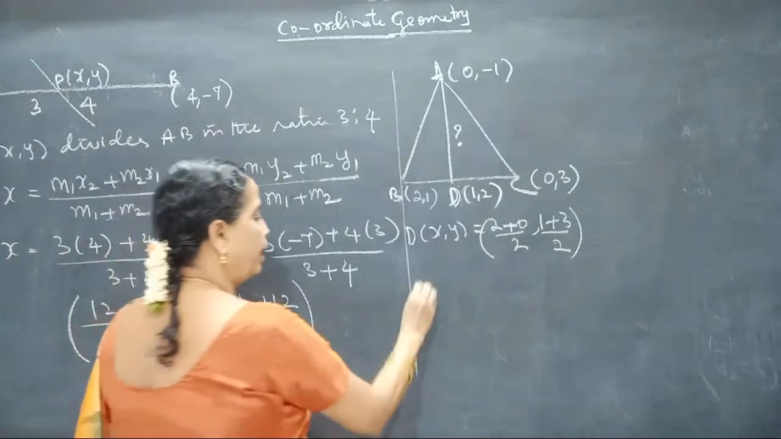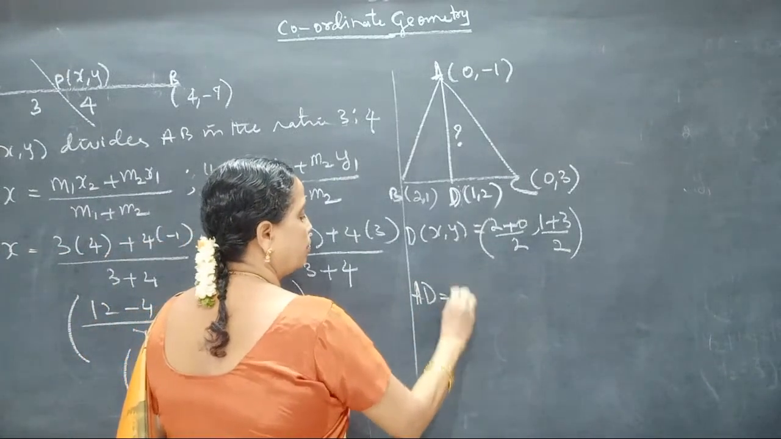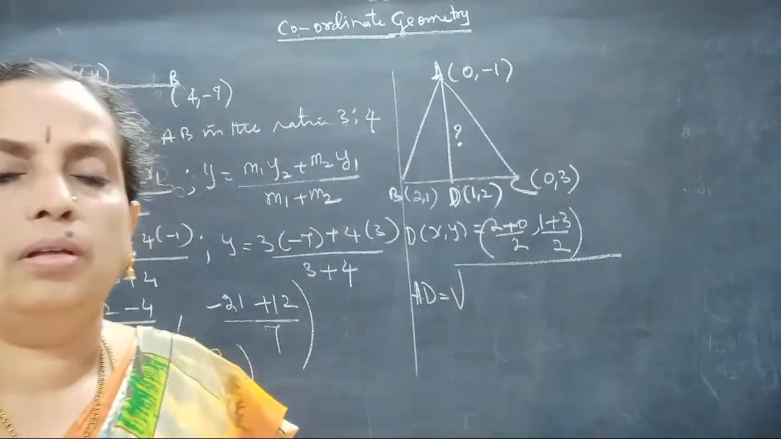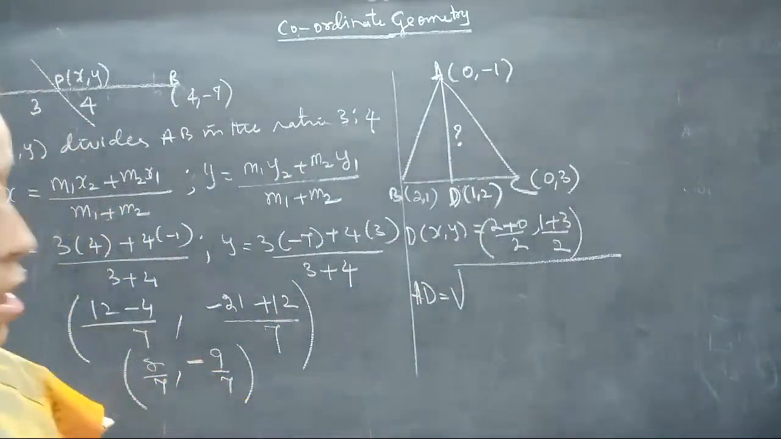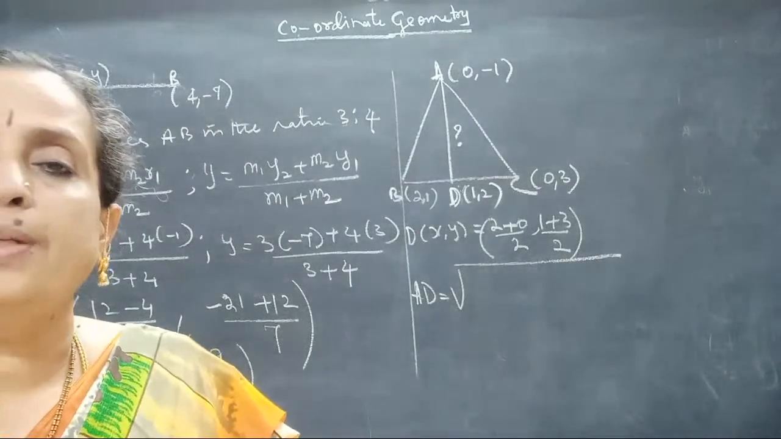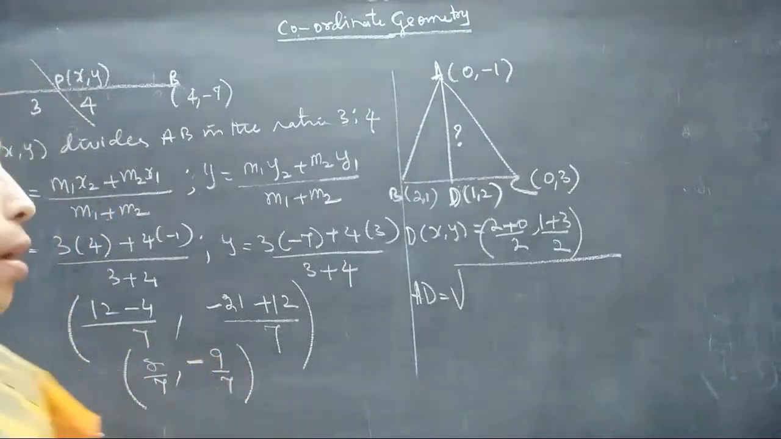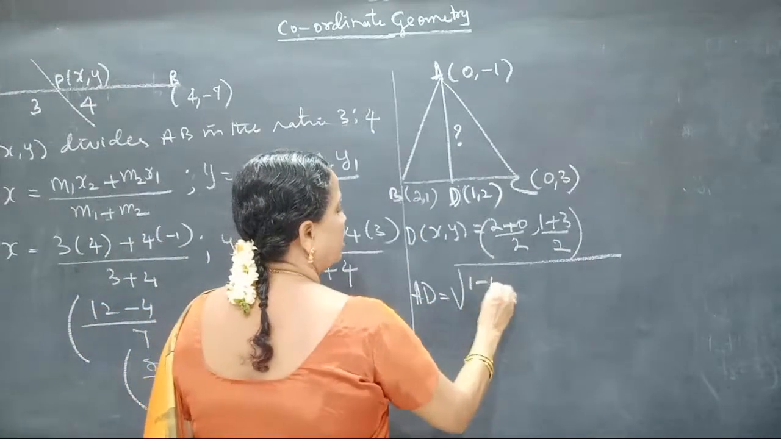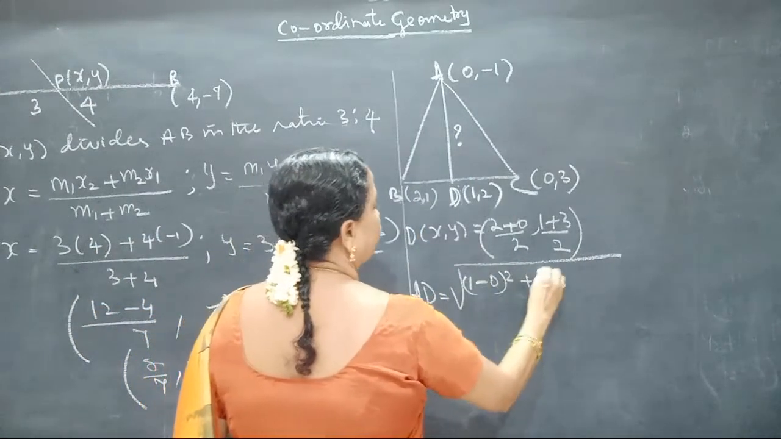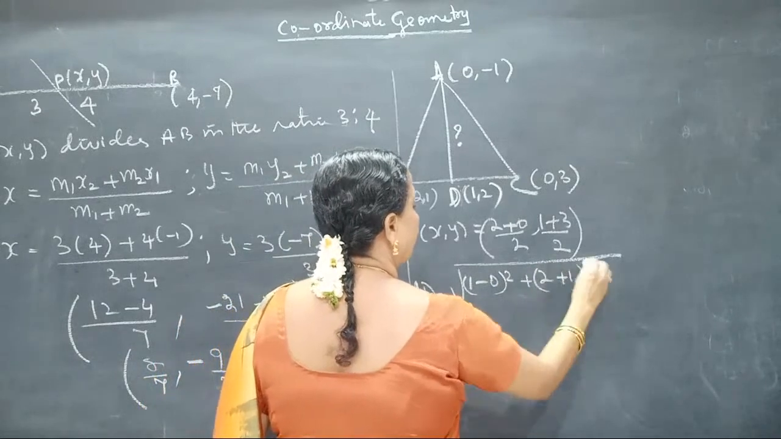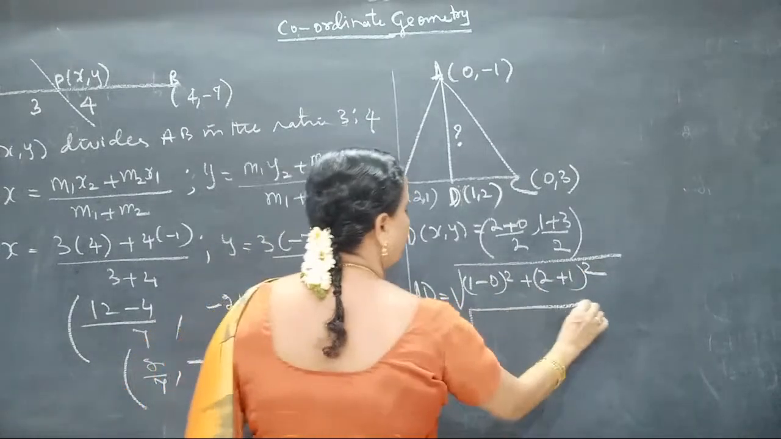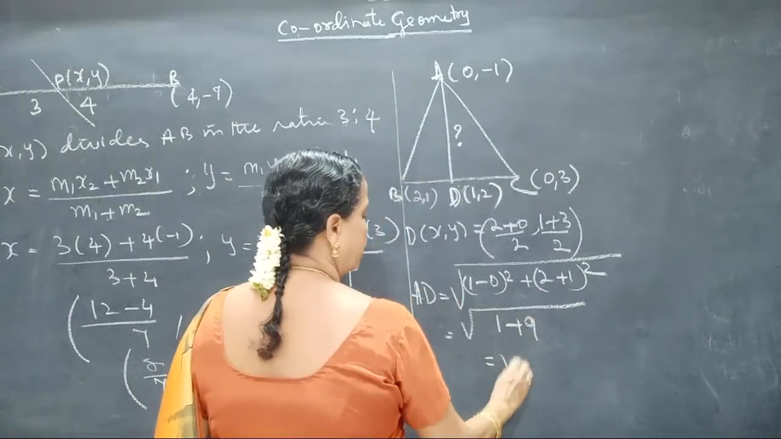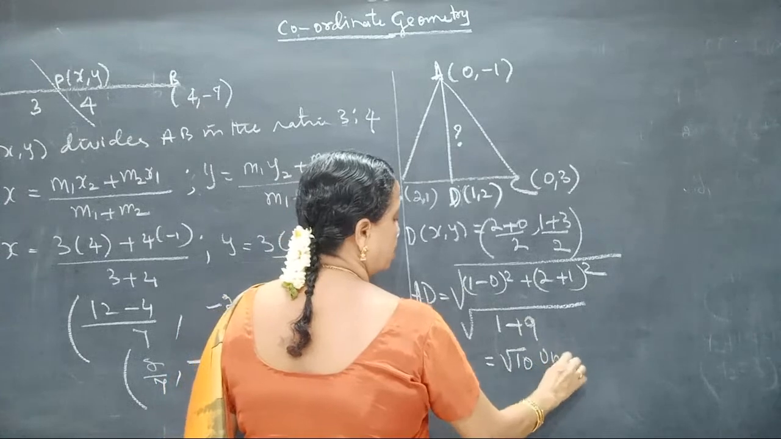Now find AD using the distance formula. What is the distance formula? Yes, root of (x2 minus x1) whole square plus (y2 minus y1) whole square. That is, (1 minus 0) whole square plus (2 plus 1) whole square. You will get root of 1 square plus 3 square. It is root 10 units.